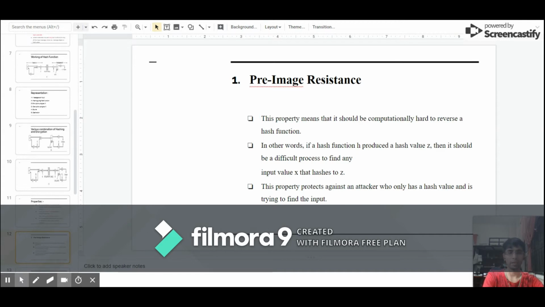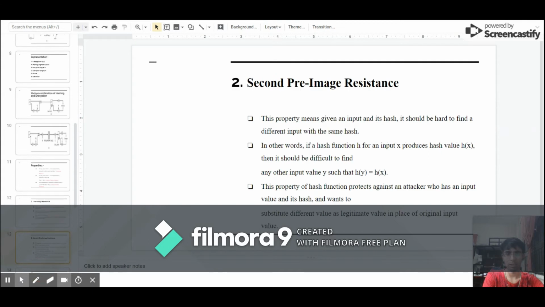So this property says that if we use a hash function on an x and we found z, then it will be very hard to reverse the process, meaning using z to find the x. If a function satisfies this property, then it can be called a hash function. Then we will move to the next property, second pre-image resistance.